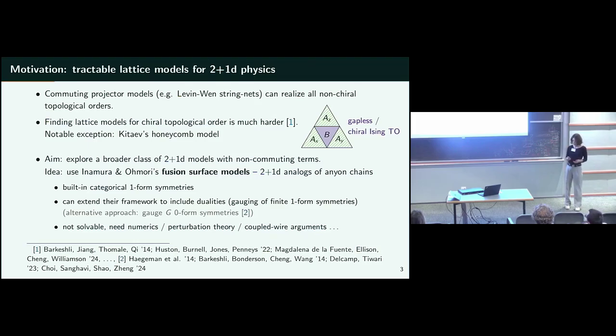And in my talk, I also want to talk about dualities, which will basically be the gauging of these one-form symmetries. And I just want to point out that there's much literature going the opposite way and starting with zero-form symmetric models and then gauging the zero-form symmetries.